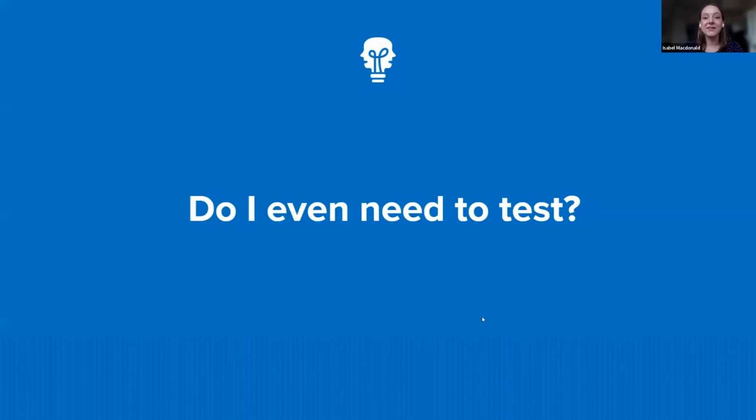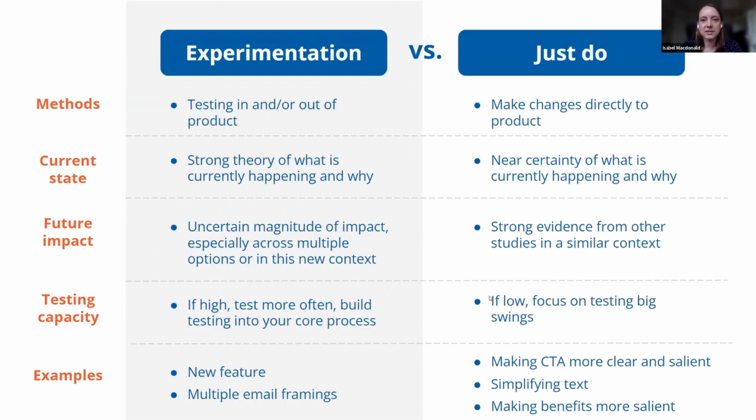Do we really even need to do either an in-product test or an out-of-product test? This is something I think we don't always think as clearly about, but if we do want to go the experimentation route, that would mean testing in or out of product. And we can contrast that with what Irrational Labs calls a "just do", which means just make a change to your product without going through either of these steps for experimentation.